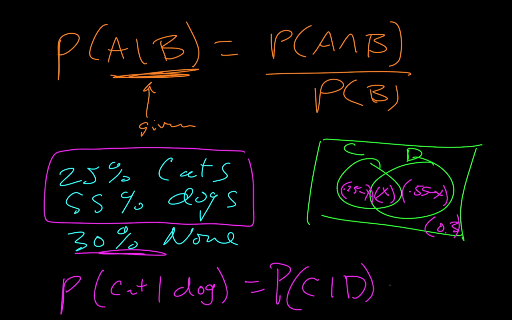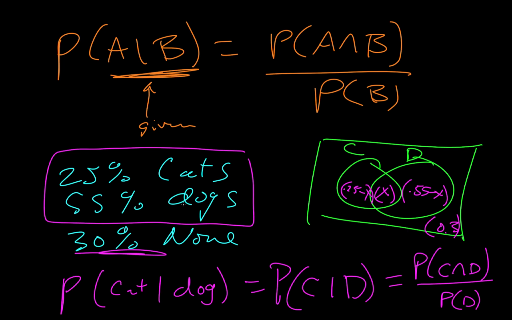Now, let's see. We need to figure out a few things, because this formula is going to require that it's C and D over probability of, what was our B? D. Okay. So that's what it is for our specific situation. So we need these pieces to plug in.